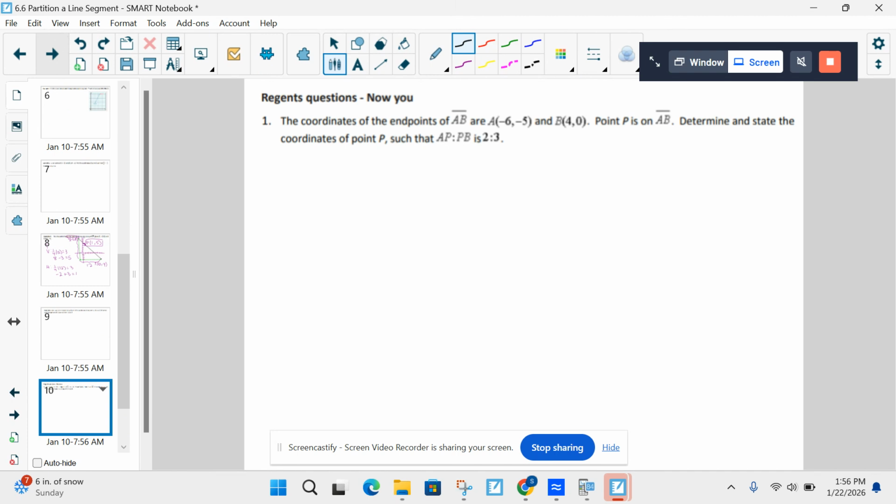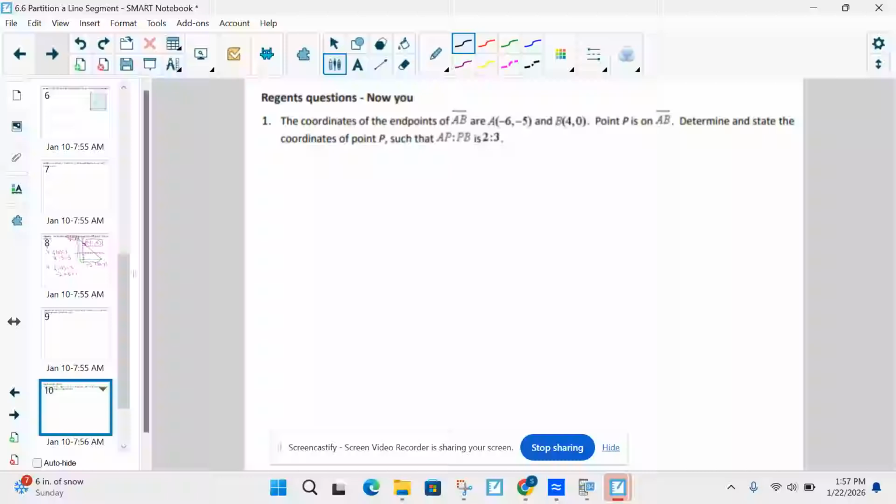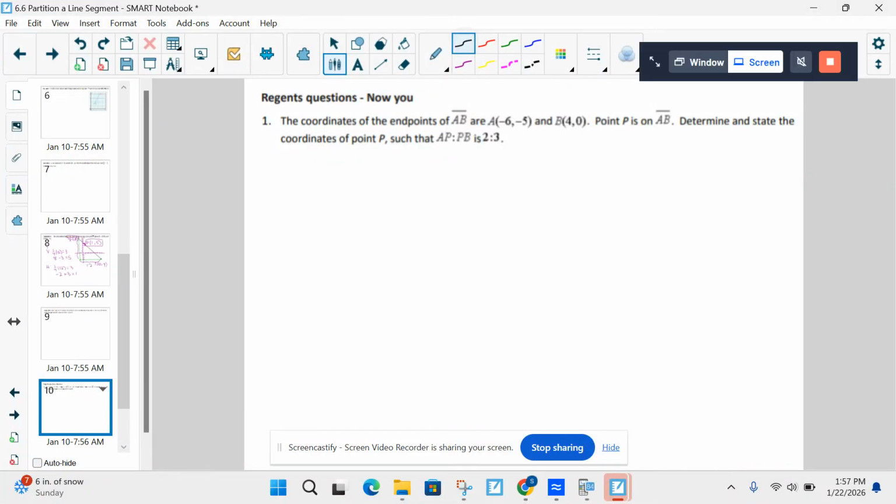The Regents questions. I just kind of put a hodgepodge of different questions on here. Okay, so let's get this one started. And maybe after we graph it, I'll give you a couple minutes to figure it out. I think you can do it.